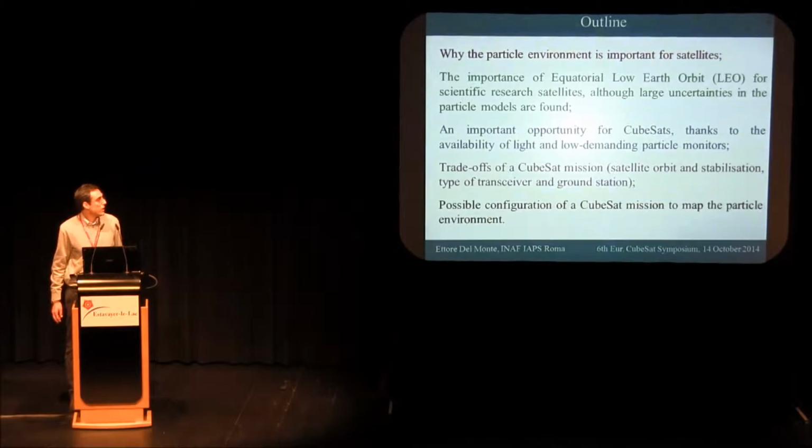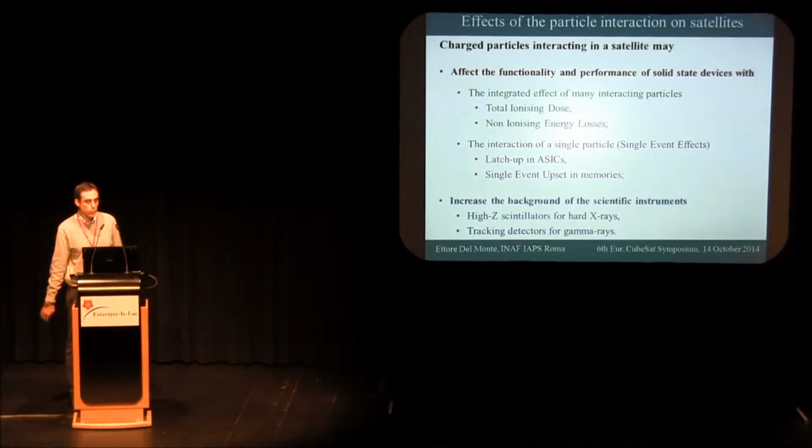After this, I will discuss some trade-offs for CubeSat missions, in particular satellite orbit and stabilization and the type of the transceiver and of the ground station in order to accomplish this task. And in the end, I will discuss a possible configuration of a CubeSat-based mission to map the particle environment in this type of orbits. So why are we interested in charged particles in orbit?